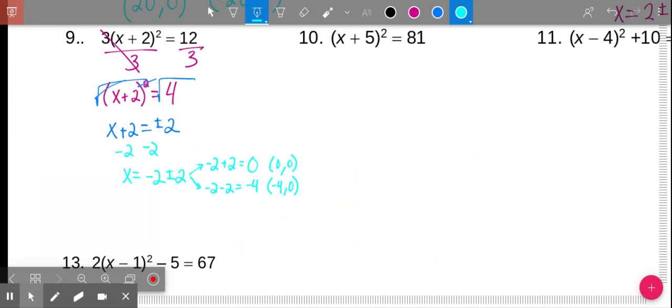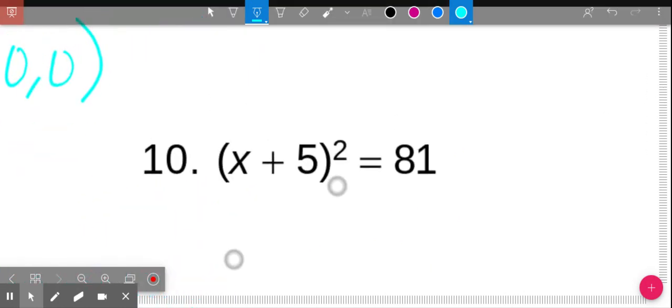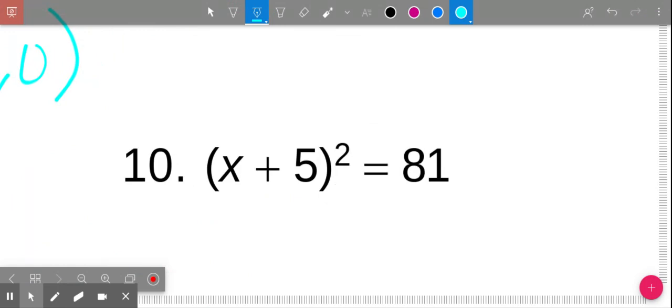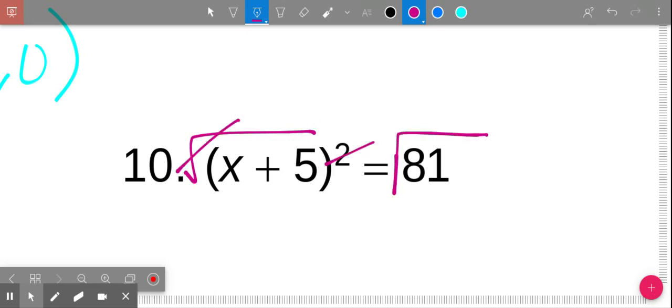Looking at the next one, we got number 10. So I have x plus 5 squared equals 81. So for this one, we don't have anything besides that squared to get rid of. So we're going to start by taking our square root. The square root and the squared are going to cancel each other out. So I'll have x plus 5 is equal to, the square root of 81 isn't just 9. You have to write it as plus or minus 9.